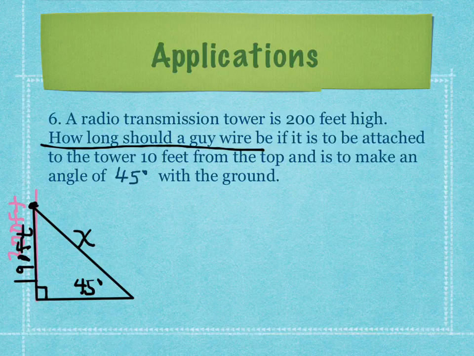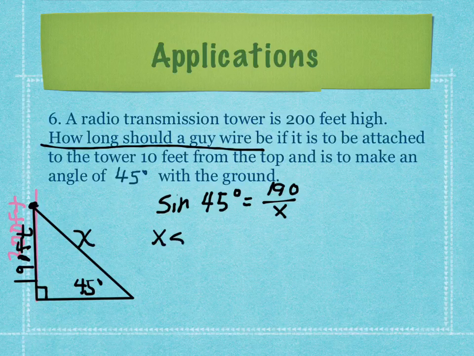That is sine. So what will that look like? Sine of what? 45 degrees. Sine of 45 degrees equals 190 over x. Okay, how am I going to solve this for x? Multiply by x. So now I have x sine 45 degrees equals 190. And then what? Divide by sine 45.